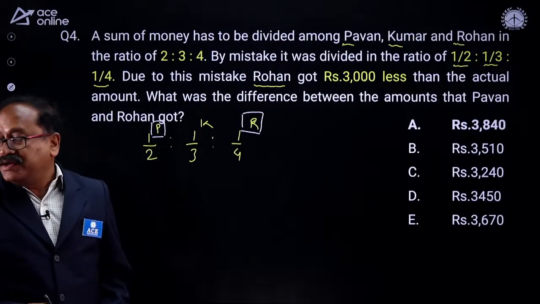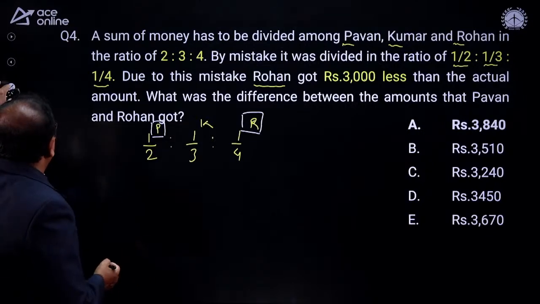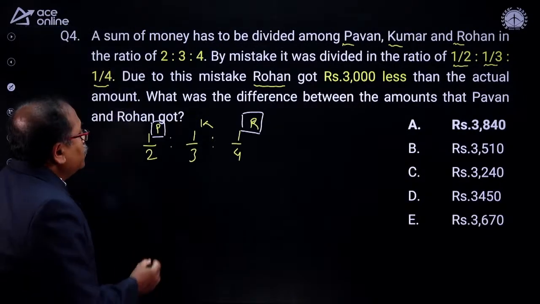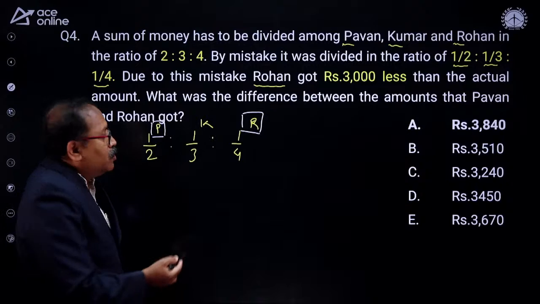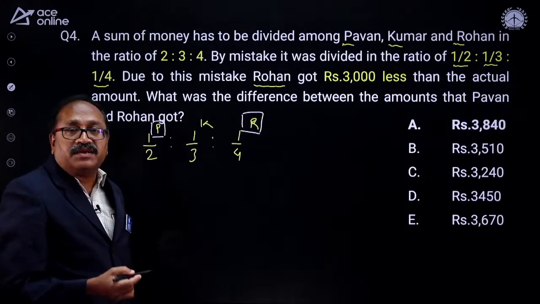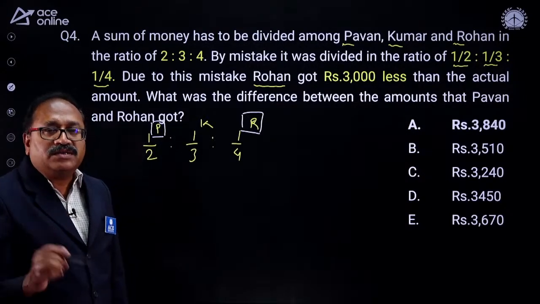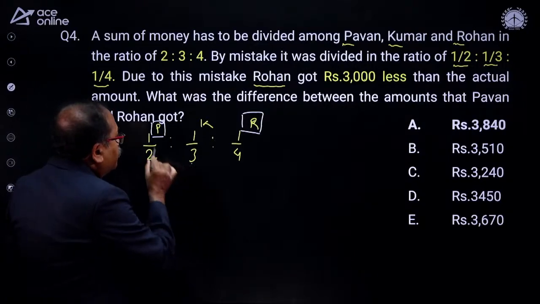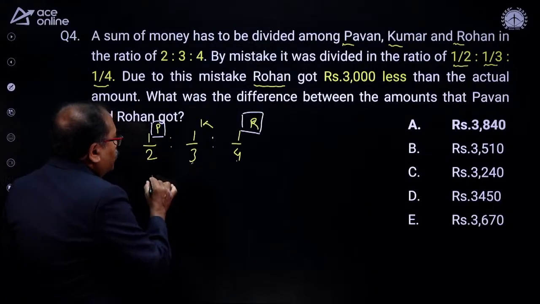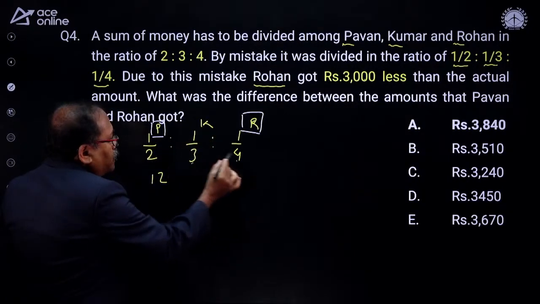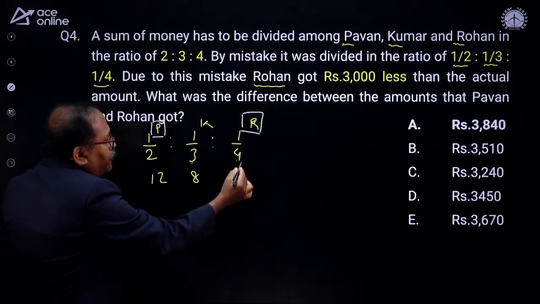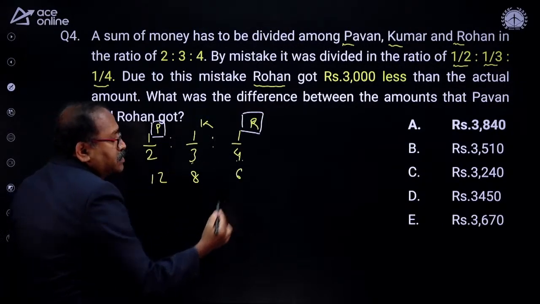Okay, time up. Now allow me to answer the question. So see, how do I get the ratio from fraction ratio to integer? There are 2 methods. One is the LCM method. The other one is for P 3 into 4 that is 12. For K 2 into 4 that is 8. And for R 2 into 3 that is 6.